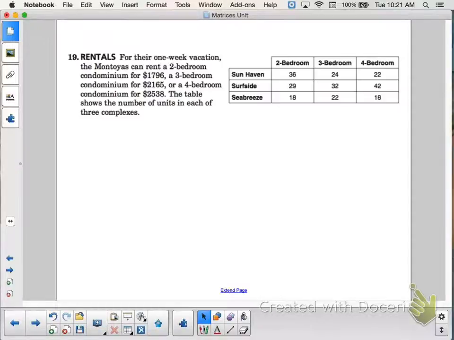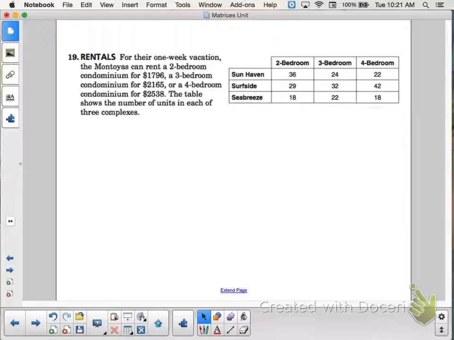Okay. So now we're going to move on to word problems. I think we're pretty good so far with multiplying matrices, just doing the solid numbers right now. So let's think about multiplying matrices in a real-world scenario. In this scenario, we have a family who wants to get a condo for a vacation. I don't know why they tell us about this family, because the question that they ask has nothing to do with the family, so we're just going to focus on the table.